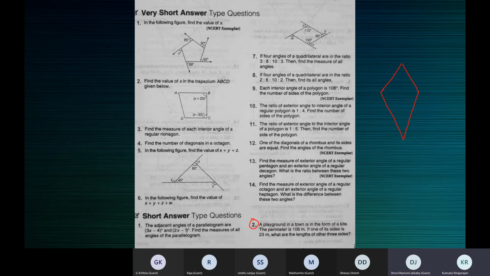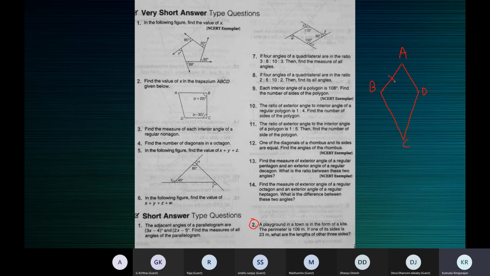A playground in a town is in the form of a kite. The perimeter is 106 meters. If one of its sides is 23 meters, what are the lengths of the other 3 sides? So I'll help you with this. It's simple, but still, for the sake of presentation, how do we present the answer?